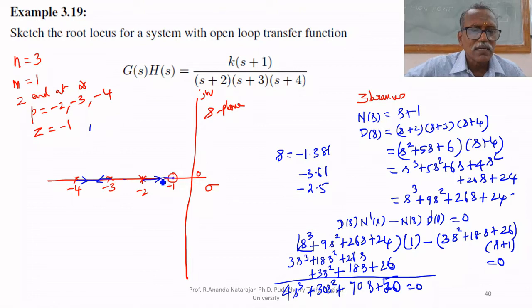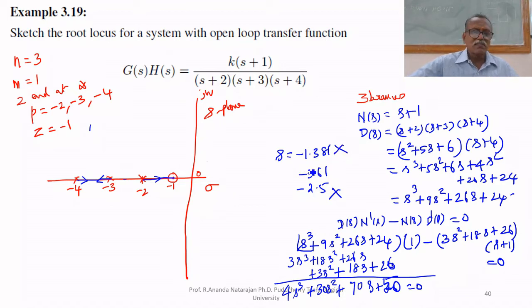Whether it is a repeated root? No, it starts at minus 2 and ends at minus 1. It is not a repeated root. Minus 2.5 is here. It is not part of the root locus. Minus 2.5 is not part of the root locus. Minus 1.381 is not a repeated root.